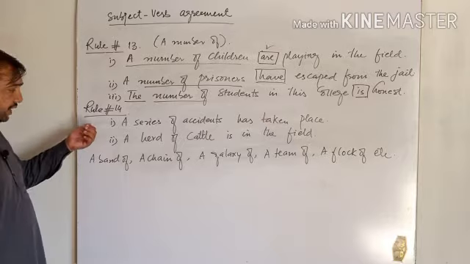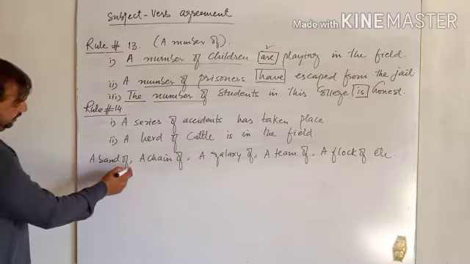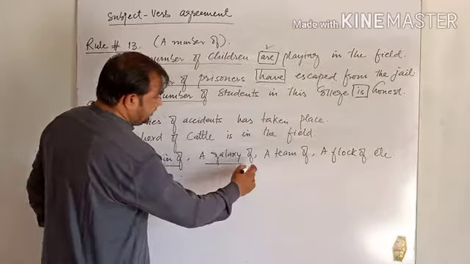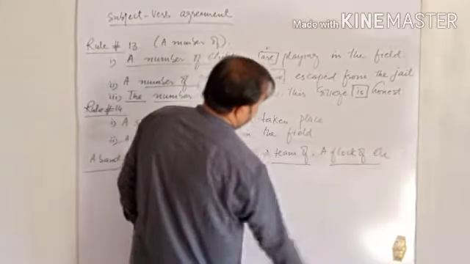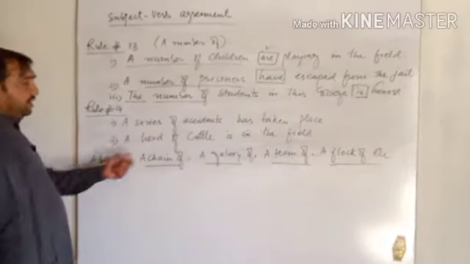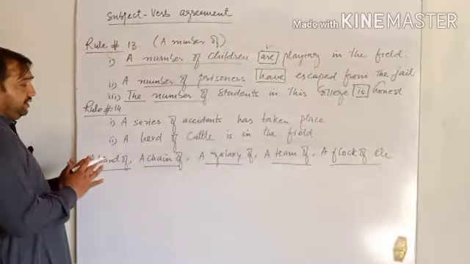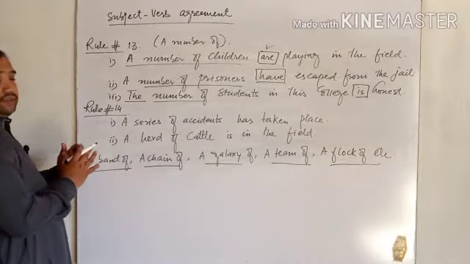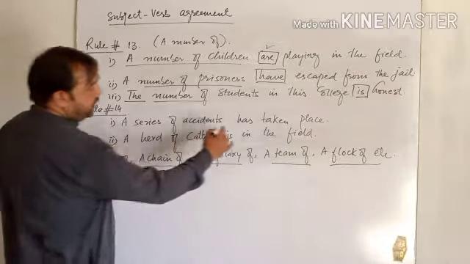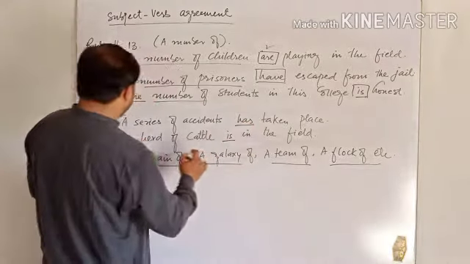According to rule number 14, if our subject is like such phrases: a band of, a chain of, a galaxy of, a team of, a flock of, a bucket of, a series of, a herd of, if our subject starts with such phrases, we have to add a singular verb, not plural.